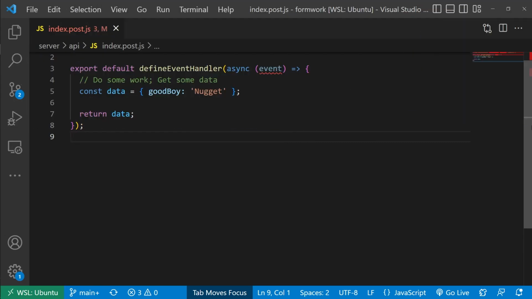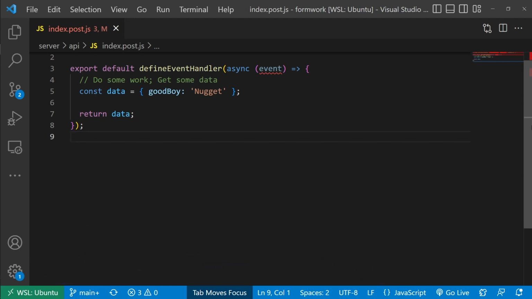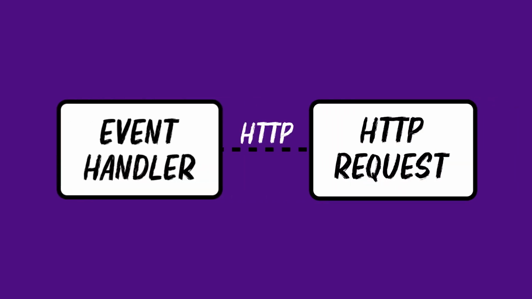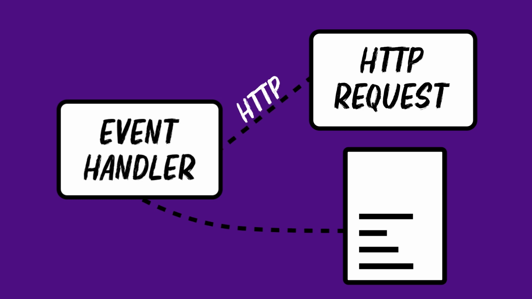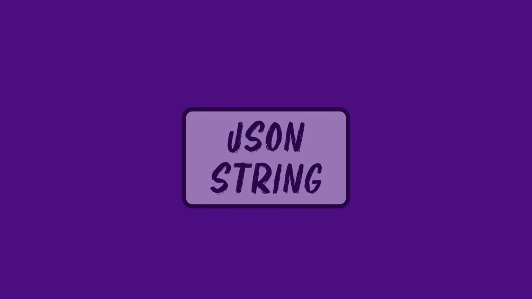If we look here, we have a very basic event handler for a Nuxt.js server. It generates an object and then returns that object, and because it's returning an object, that object is going to be sent to the response as JSON. Now, it doesn't matter that we're using Nuxt.js here. What matters is if this event handler receives an HTTP request from a form, it's going to return JSON to that form, and the HTML is not really going to know what to do with that, and so the browser is just going to render that as a JSON string.